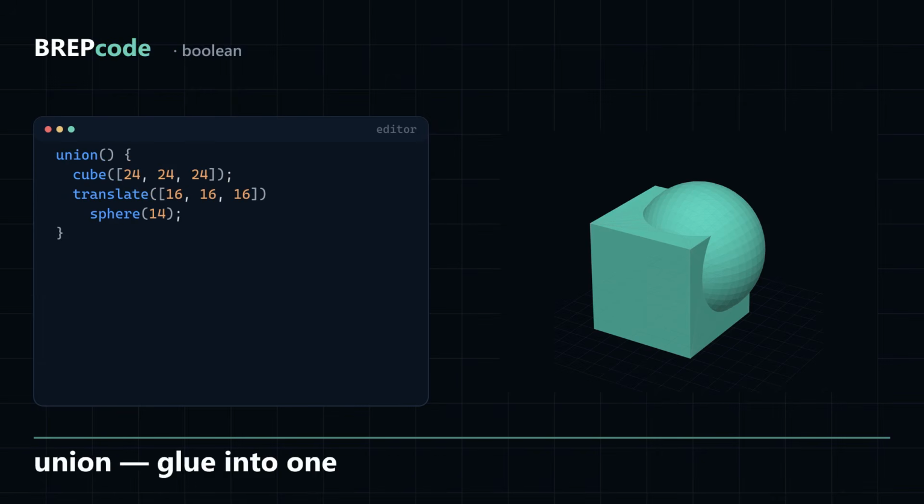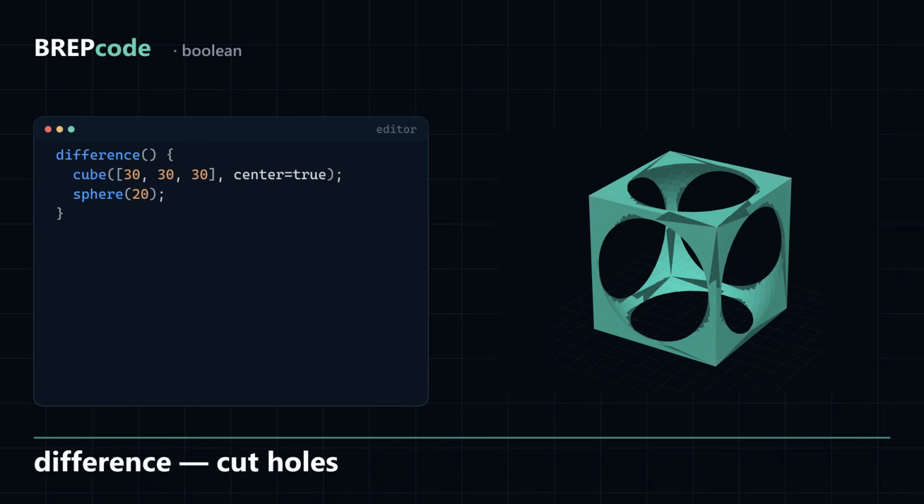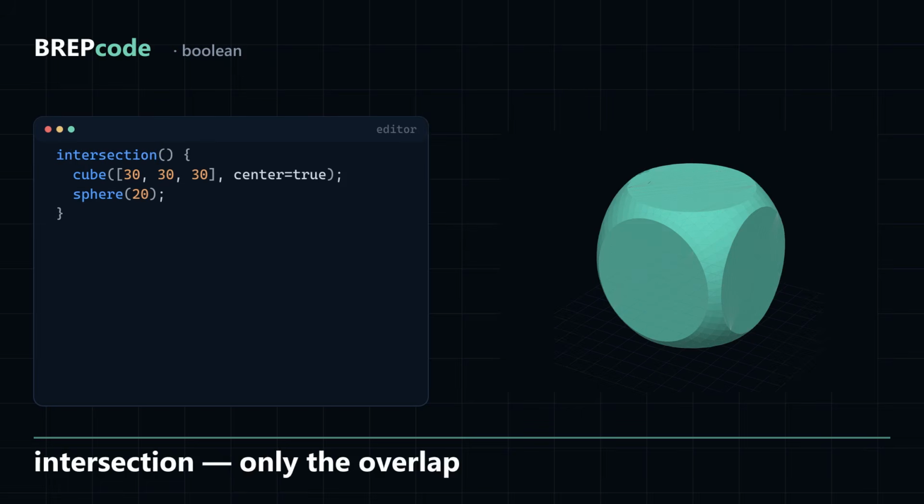Union glues shapes together into one. Difference cuts the second shape out of the first. That's how you get holes. And intersection keeps only the part where they overlap.